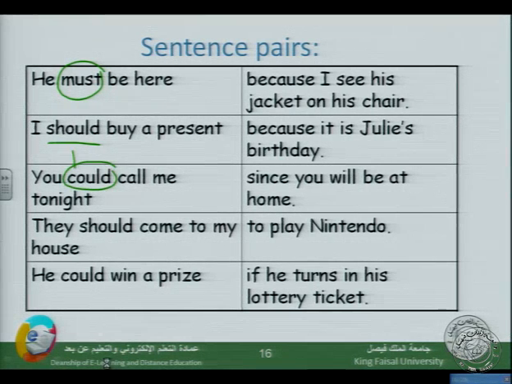Could is more polite than should. Okay? It's more gentle. So here, you could call me tonight because I will be at home. They should come to my house to play Nintendo. He could win a prize if he turns in his lottery ticket. So in all of these, you can notice the differences just by looking at the function of each modal.